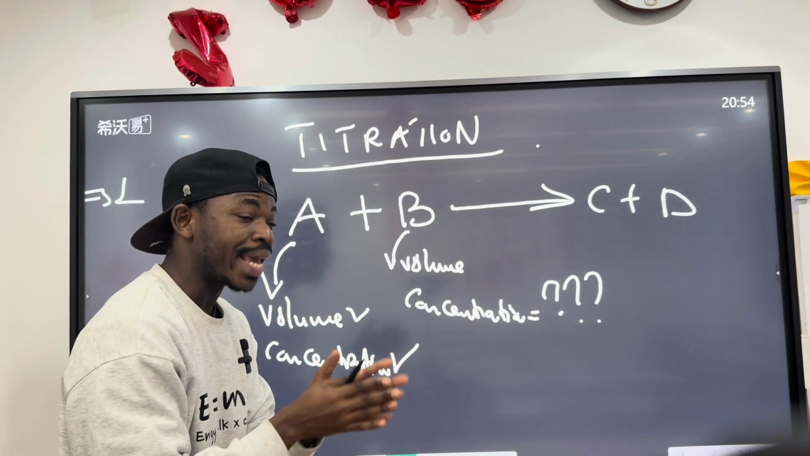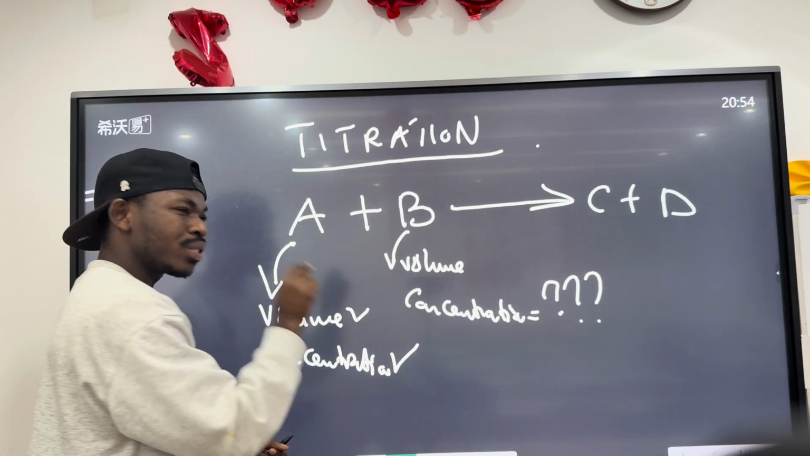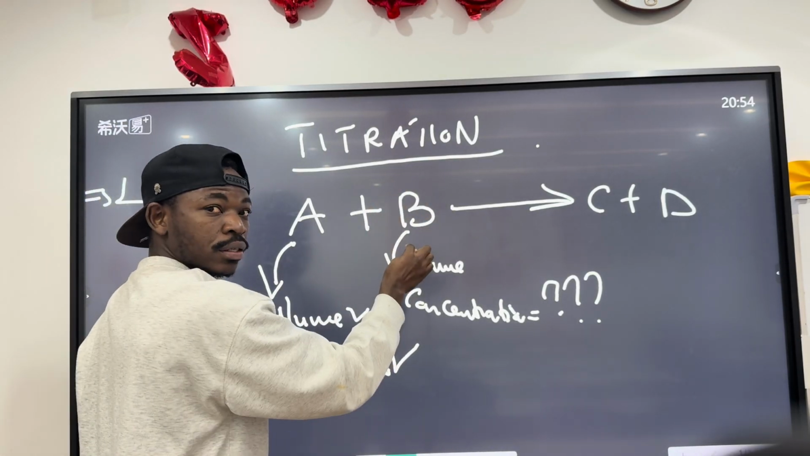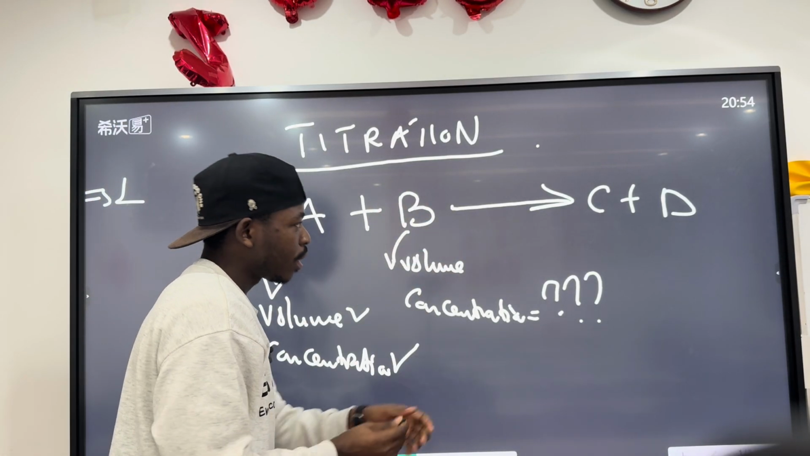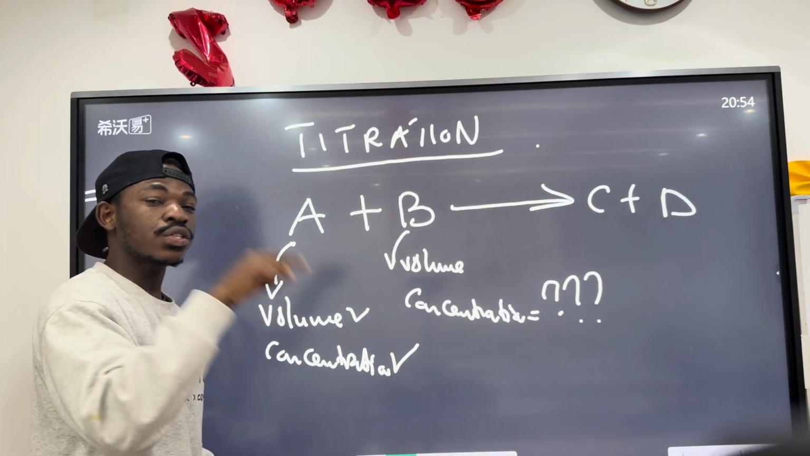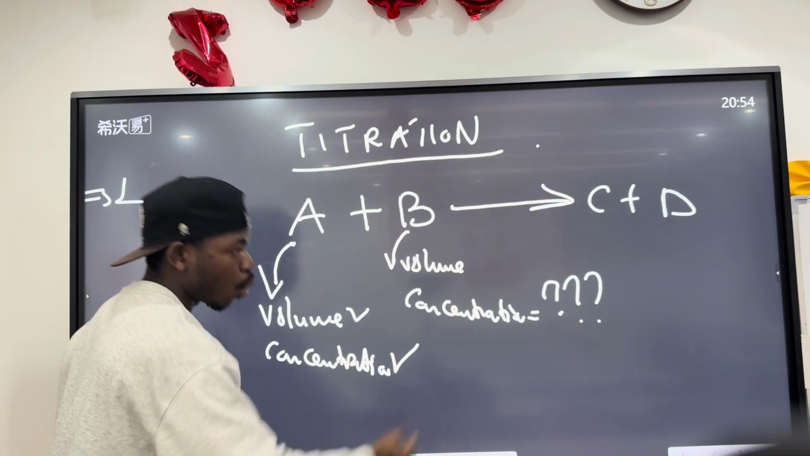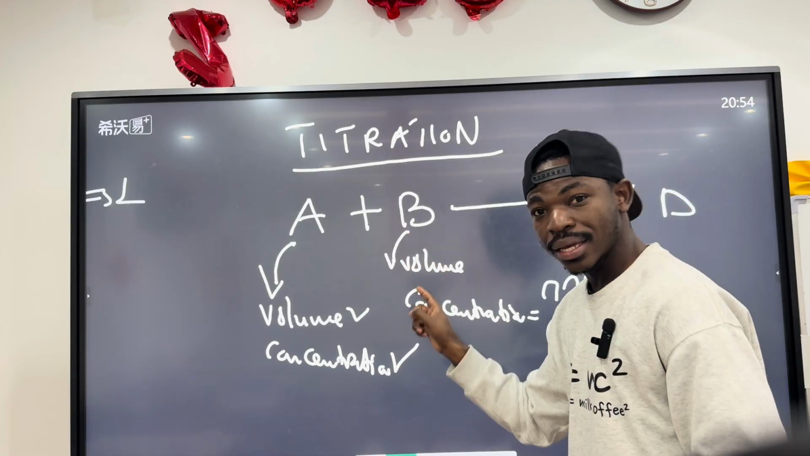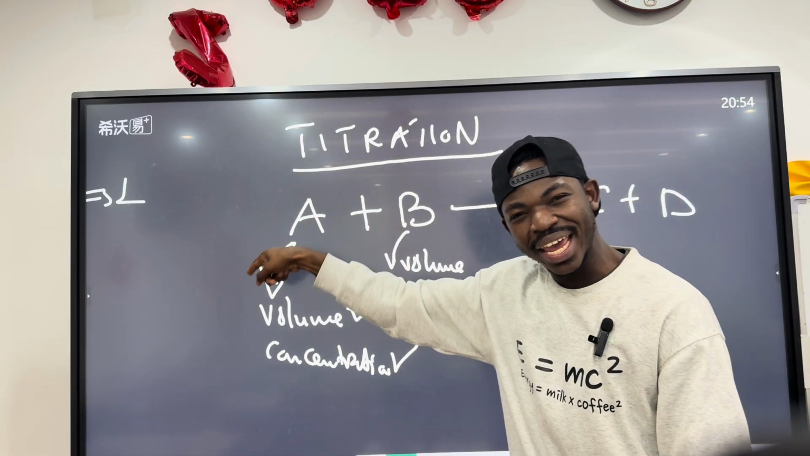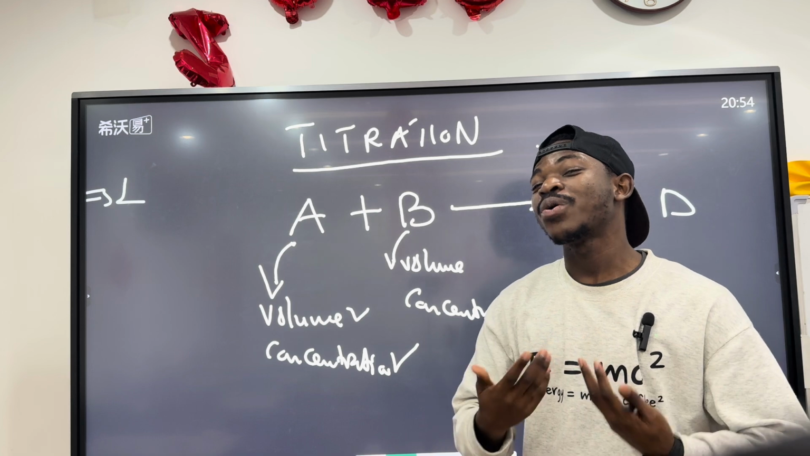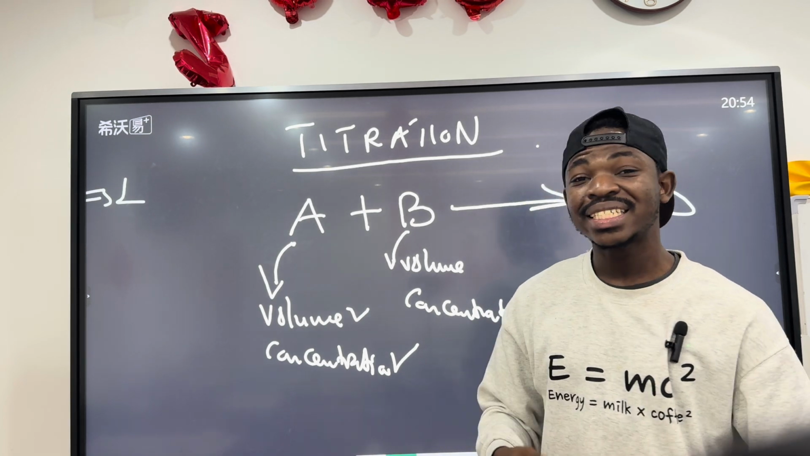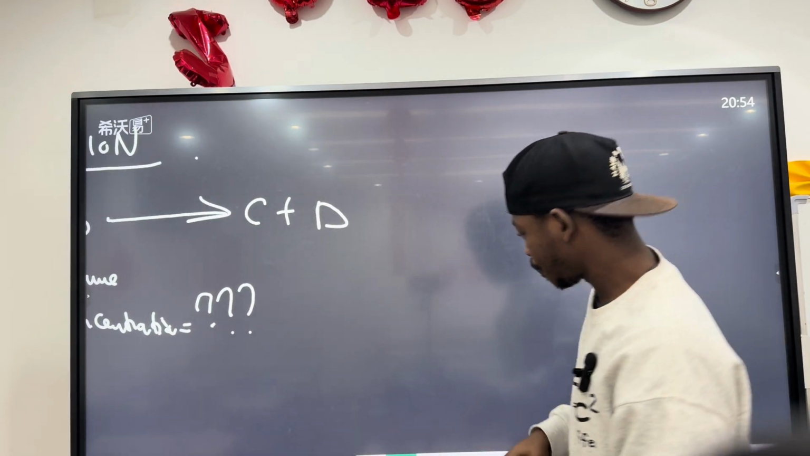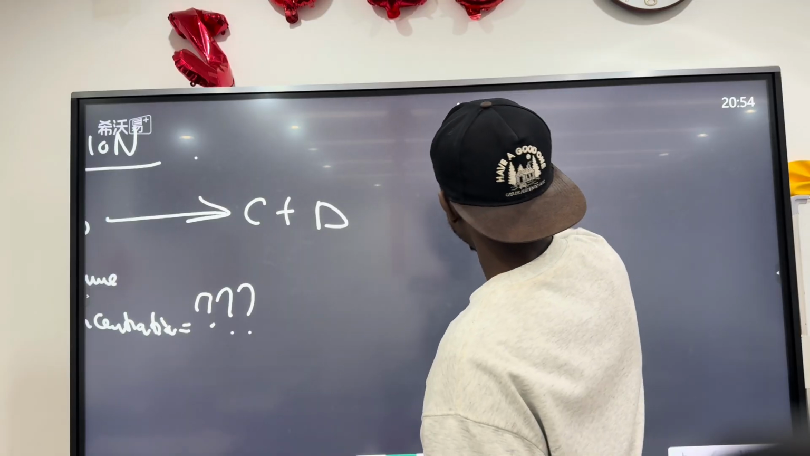So titration is simply a laboratory technique used to determine the concentration of a solution by reacting it with another solution whose concentration is already known. I hope you understand that. You just want to determine the concentration of B by reacting it with another solution A whose concentration has already been given. We call this titration. A good example of what I'm going to carry out is, so usually you're going to have a burette.